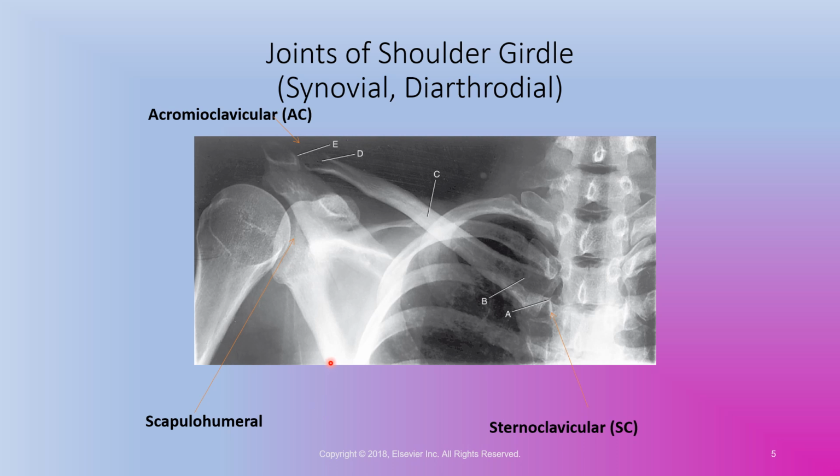If we look again, you've got labeled here the sternoclavicular joint, scapulohumeral joint, and acromioclavicular joint. I'm placing that previous picture with the radiograph so that you can identify those same areas on an X-ray image versus just an anatomical drawing of that area.